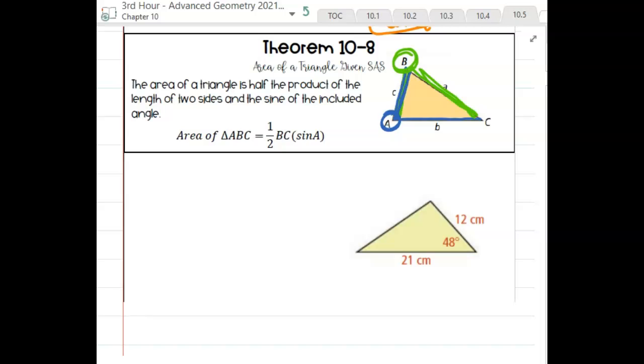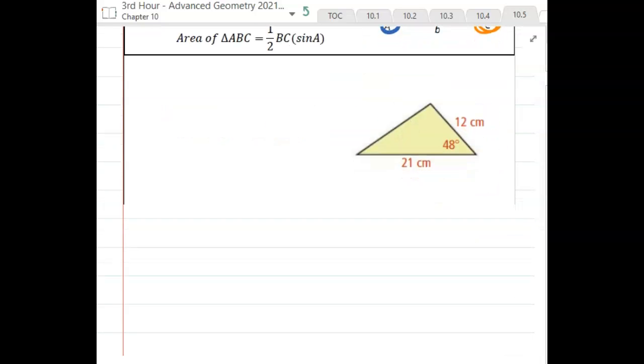Or if they had given you the measure of angle C, you would take 1/2, multiply those two sides together times the sine of C. So you're taking the sine of the angle and then the two sides that create the angle. Most of the time they give you the sides and the angle that you need, but just keep that in mind.